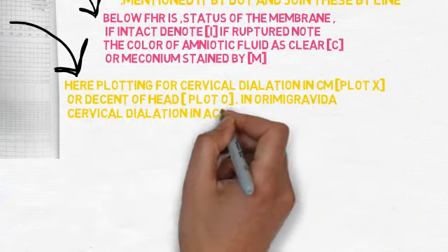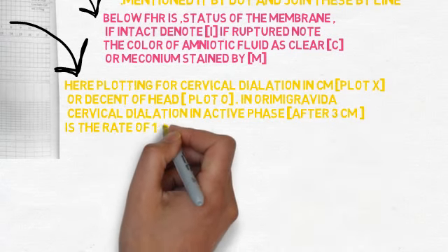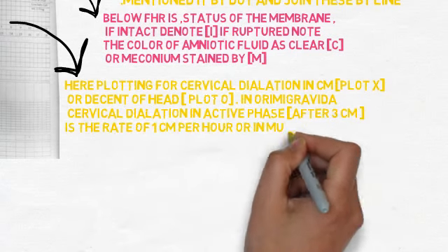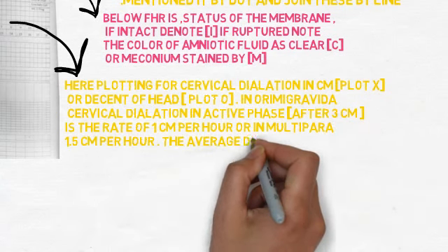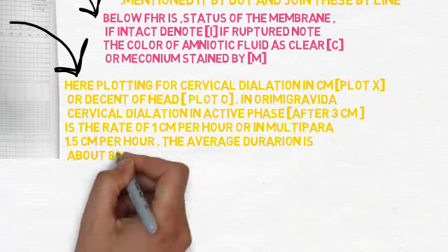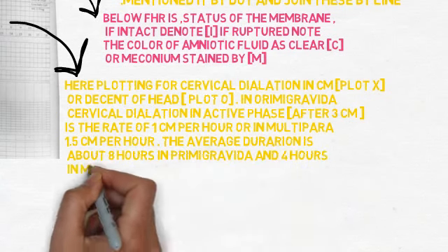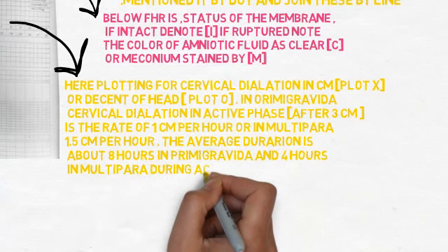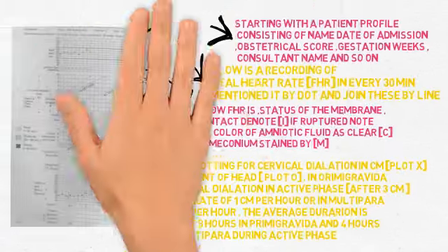In primigravida, cervical dilation in active phase, that means after 3 centimeters, is at a rate of 1 centimeter per hour, or in multipara, it's 1.5 centimeters per hour. The average duration of this phase is about 8 hours in primigravida and approximately 4 hours in multipara during an active phase. So that's mentioned in the cervical dilation of the partograph.